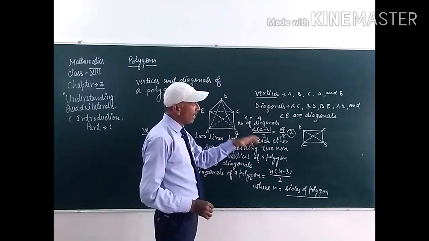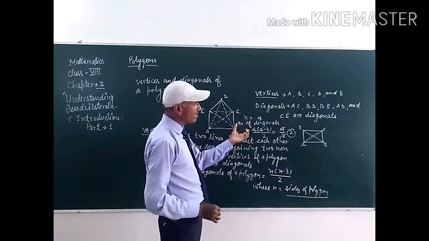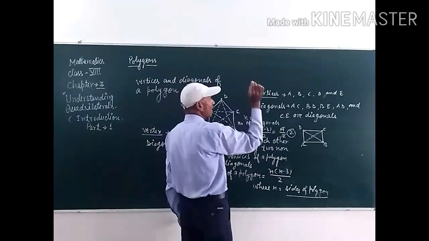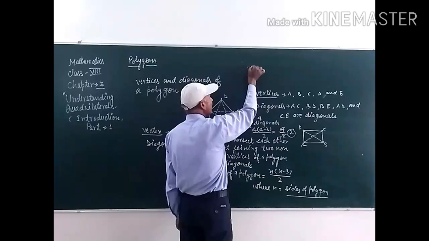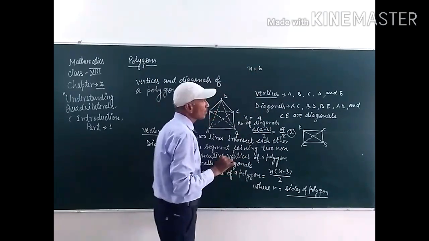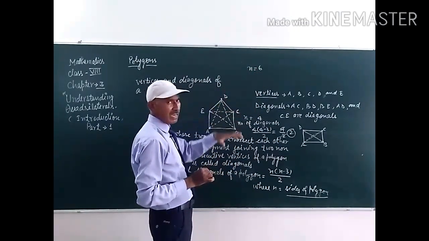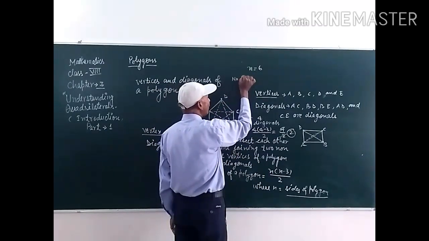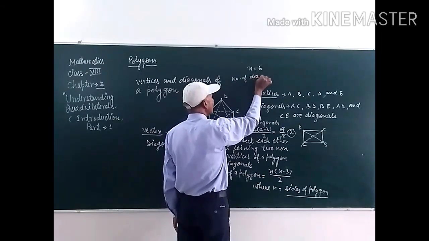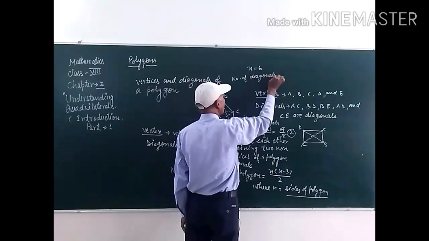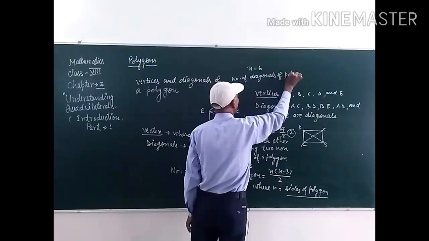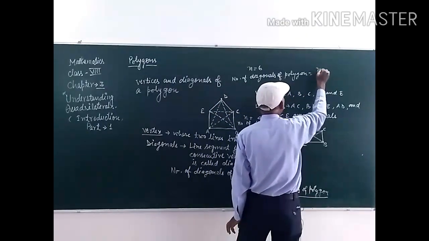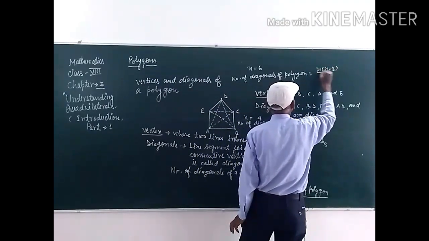And if we have a hexagon, that is 6-sided figure, 6-sided polygon is called hexagon, student. So n is equal to 6 here. So how many diagonals will be in a hexagon? To find out this diagonal, we will use the formula: number of diagonals of polygon is equal to n into n minus 3 by 2.